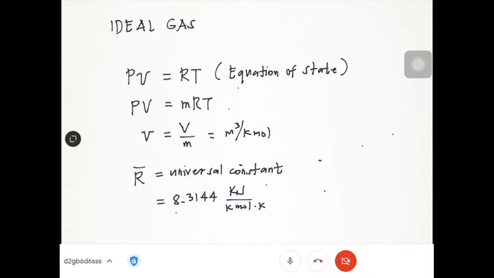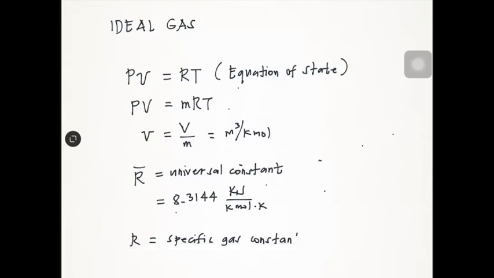And your R is the specific gas constant. Okay, so this is R bar over the molecular weight. The molecular weight, this is kilojoule per kilogram Kelvin. So this MW is your molecular weight.